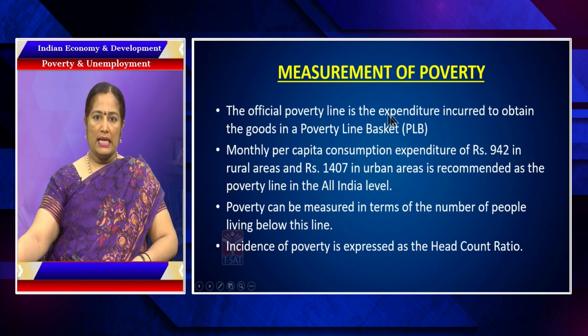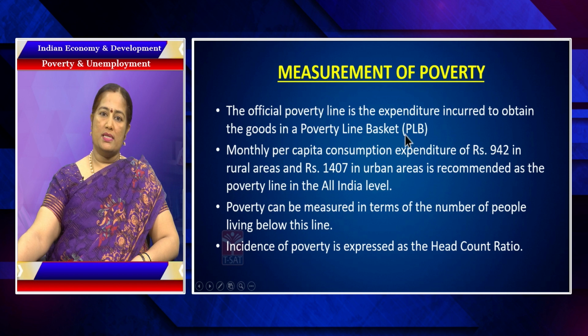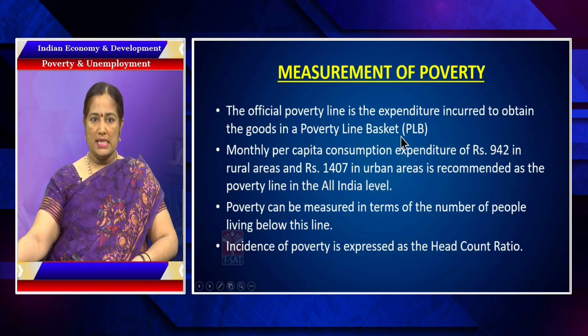The official poverty line is the expenditure incurred to obtain the goods in a poverty line basket. So, basic necessities like food, clothing and shelter, how much a person requires per day is calculated, and depending upon the expenditure, that is the price into quantity, the value is taken, and depending upon that the poverty line is drawn or constructed, based on the expenditure that has to be made by a person for getting these minimum basic needs.